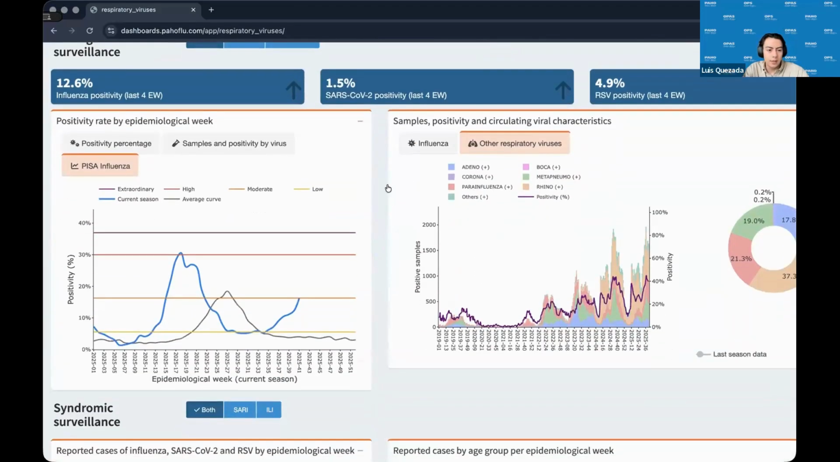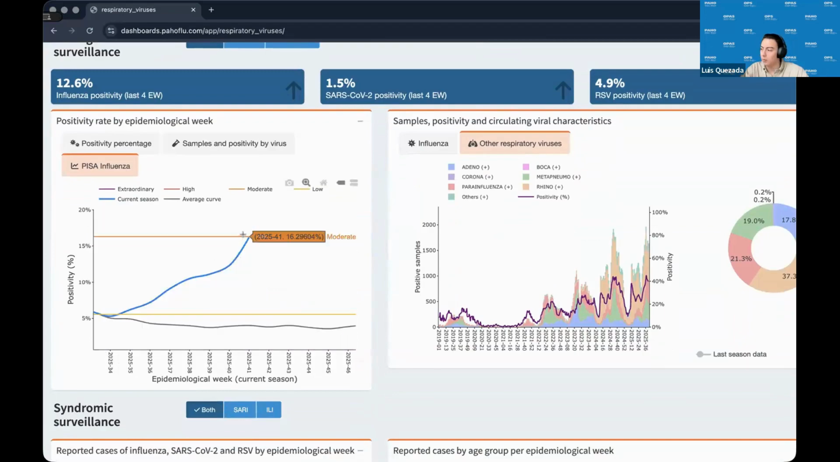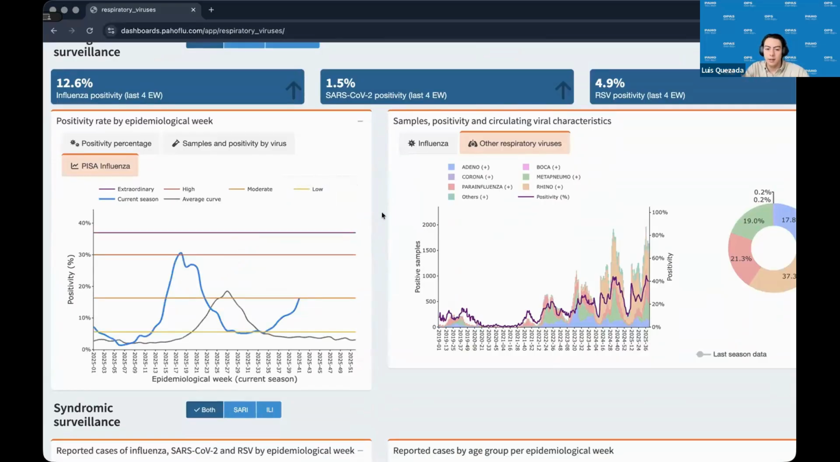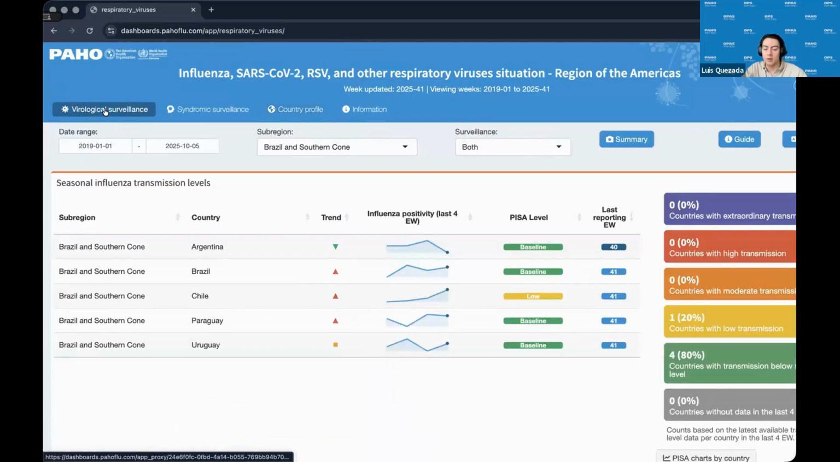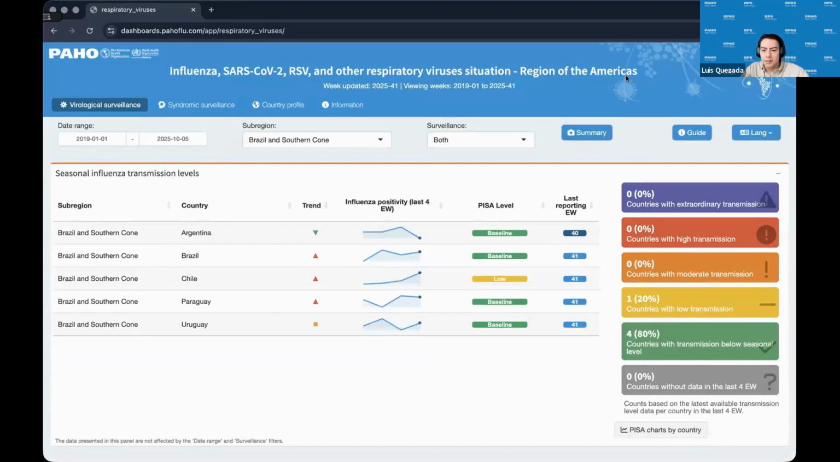If I want to go to Chile, I choose the filter, and I'm going to be observing the same thing. In the blue curve, we could have data for the current season, and we can see that Chile has an ascending trend, and it's currently in the lower threshold, but we can see that soon it's going to come closer to the moderate level. So we're going to be able to use these charts to find more information. That's why we have the country profile. But I'm sure that we can start from the general to the specific. Okay, so let's go back to the exercises.